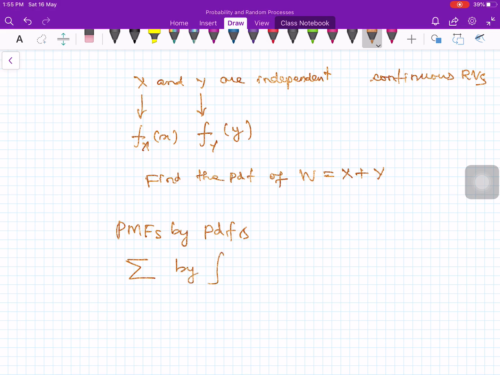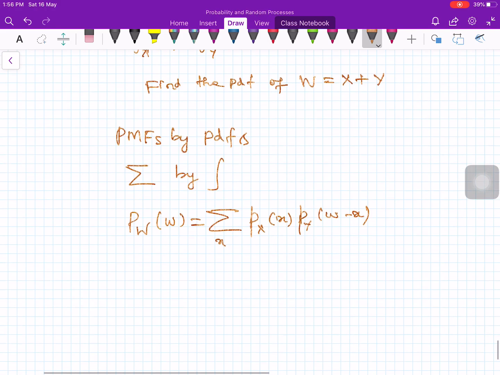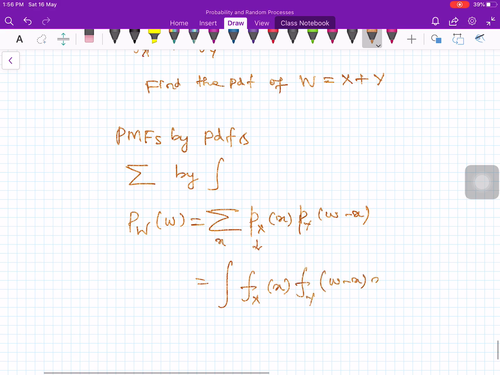Therefore one shouldn't be any surprise here that you get a formula of this kind. Let me write down the discrete case and then the continuous case. In the discrete case, Pw of small w is summation over x, Px of x, Py of w minus x. Now simply what you do, replace the summation by an integral, and PMFs by density functions: fx of x, and this is fy of w minus x times dx, and here this is fw of small w.